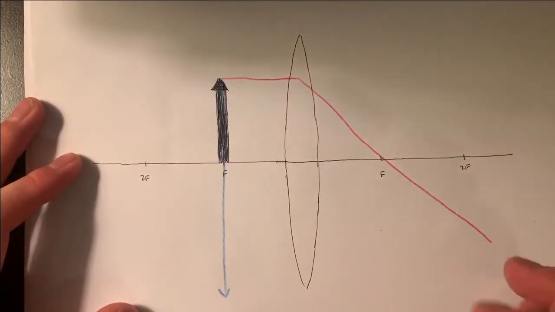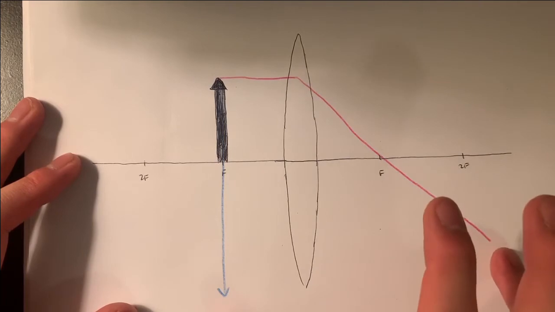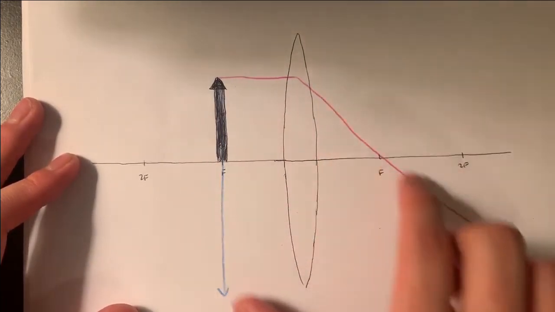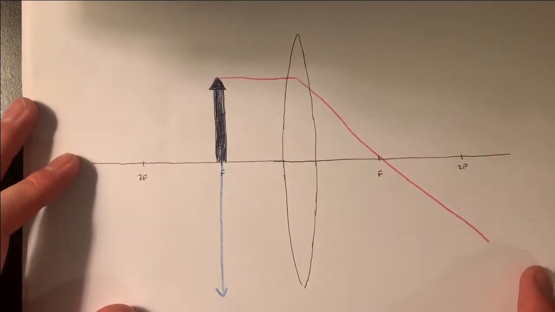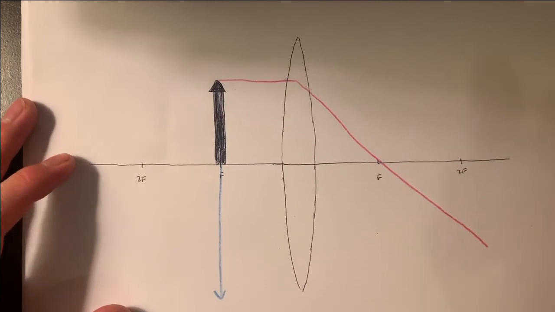So if you see, these two lines will actually never converge. They'll just keep on going forever. So that means you will not have a resultant image to see.